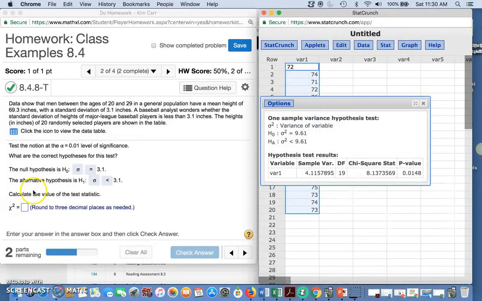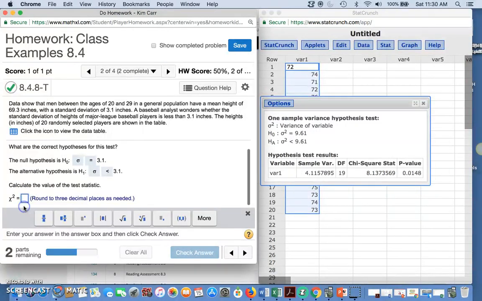So let's remember to make that change, or we'll get some of our answers wrong. All right, what is your chi-squared? To 3 decimal places, it is 8.137.